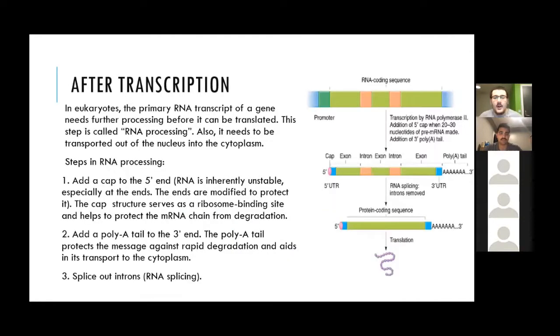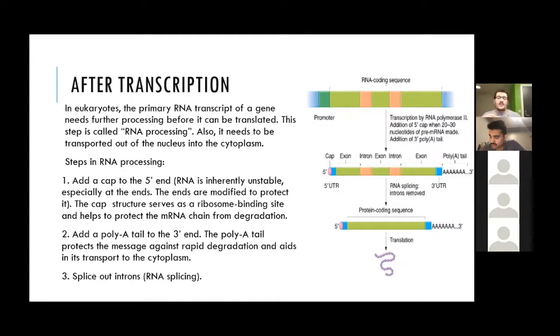Okay. Now after transcription, what do we have? We have the pre-mRNA strand. The pre-mRNA strand is basically what you get after transcription, and it needs some editing before it can go out, because remember, we're still in the nucleus. We need some editing before it goes out to the cytoplasm, where it gets translated in ribosomes, in the rough endoplasmic reticulum, or free ribosomes as well.